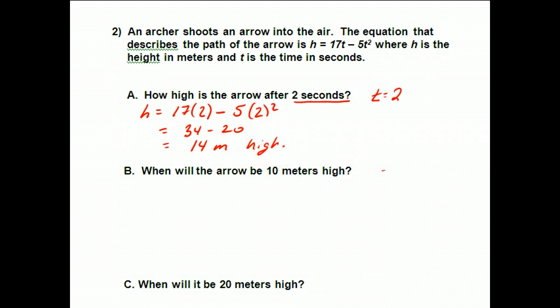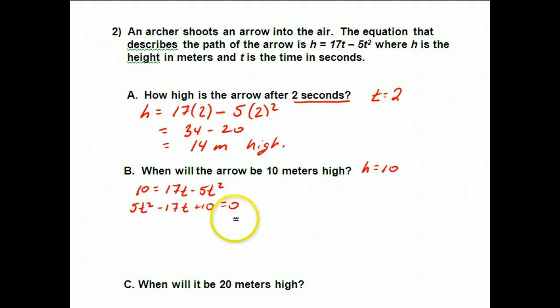Okay, so let's go to our next question. When will the arrow be 10 meters high? Here our h is equal to 10. So I'm going to put it back into the equation as 10 is equal to 17t minus 5t squared. Now I'm left to solve the quadratic equation. Let's put it into standard form by adding 5t squared and subtracting 17t from both sides.